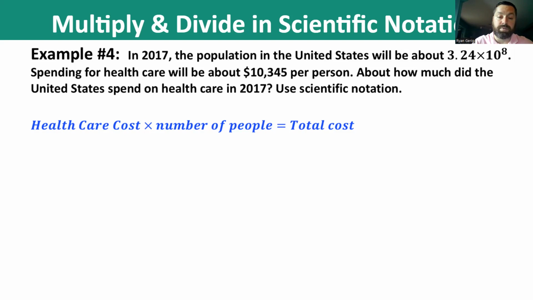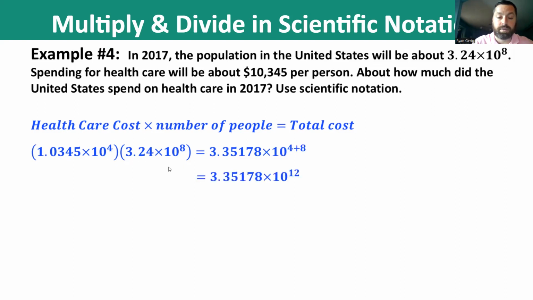That's 1.0345. I move the decimal 4 spots, and it's a big number, so that's 10 to the 4th. We already have number of people written in scientific notation. That's 3.24 times 10 to the 8th. We're going to figure out the total cost by multiplying those two together. 1.0345 times 3.24 is 3.35178. And then you add the exponents, you get 10 to the 12th. Now, the smallest number of significant digits is 3.24. That's 3. So I'm doing 3.35. I look at the number right after 5. It's 1. So I keep this the same. It's 3.35 times 10 to the 12th.